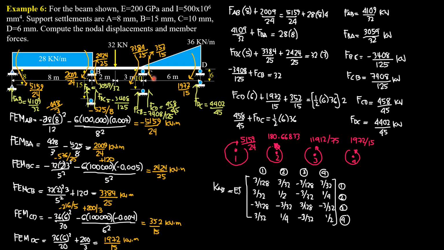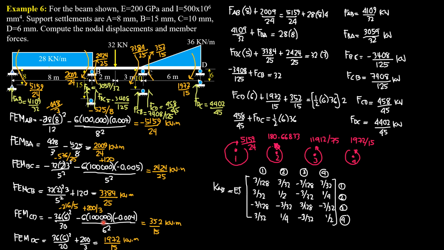Then finally, for portion CD, the fixed moment here is negative WL square over 30, so negative 36 times 6 square over 30. Then the side sway moment is negative 6 EI over L square, with EI 100,000. Again, the rotation of CD is counterclockwise. The difference 10 minus 6 is 4 mm, or 0.004 meter, treated negative because the rotation is counterclockwise.